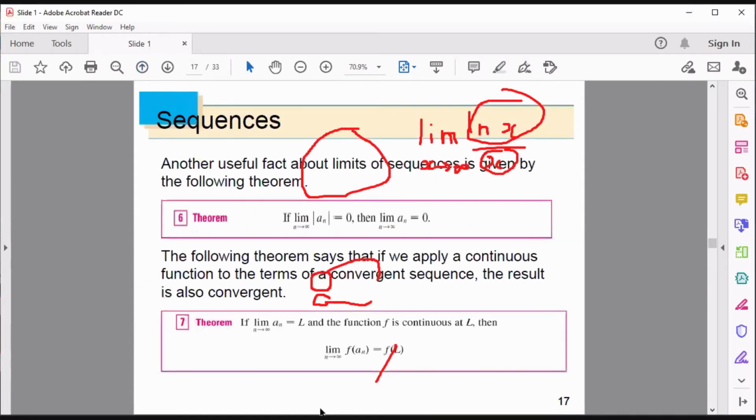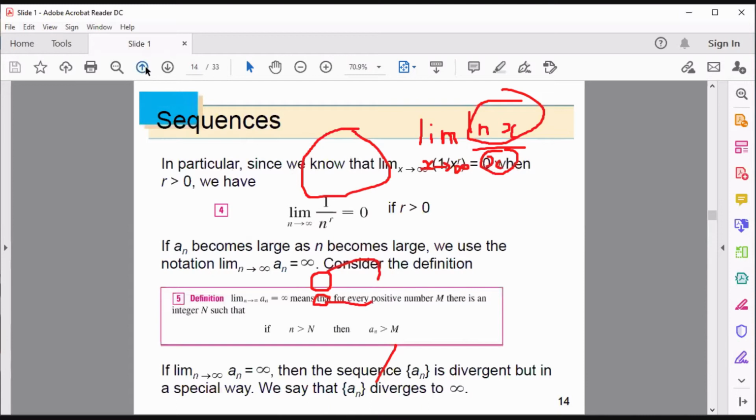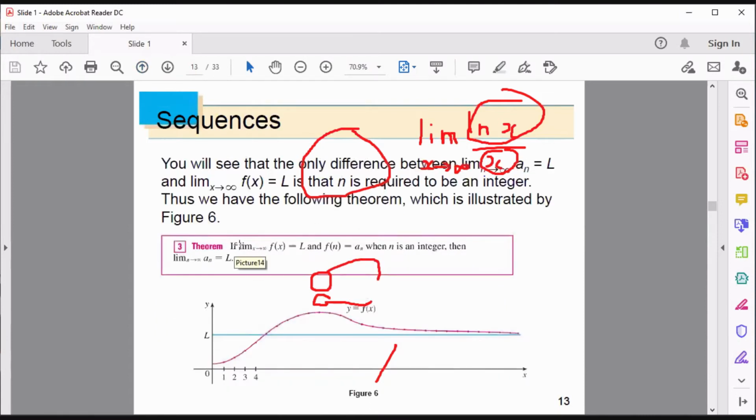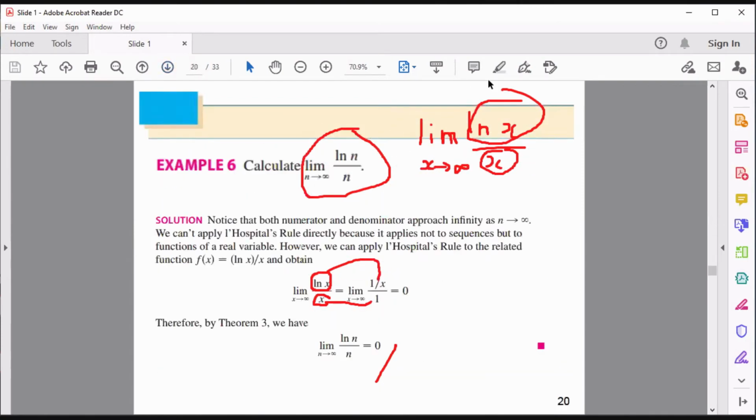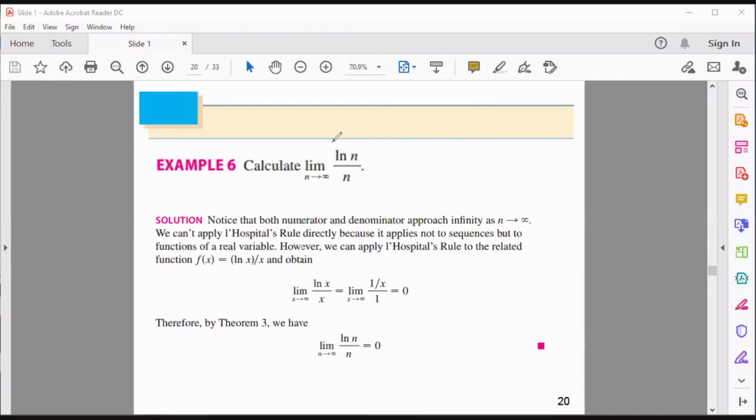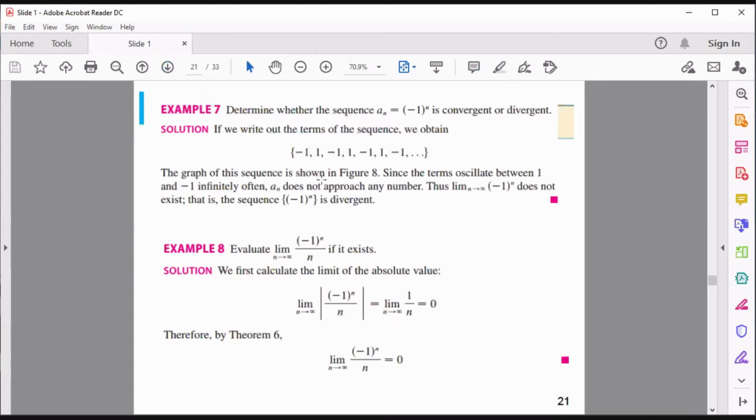That means this theorem, exactly this one: if the limit when x goes to infinity of f of x equals capital L, then a_n also goes to L when n goes to infinity. Thanks to theorem 3, or this theorem, in slide 13, we can conclude easily this limit is equal to 0. In one word, if it's possible to look at this expression as a function and evaluate the limit at infinity, then we have the same limit. Why? Because once it's a function, we can apply L'Hospital's rule and so on.